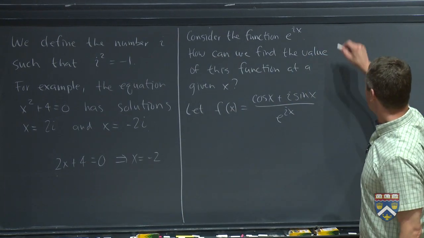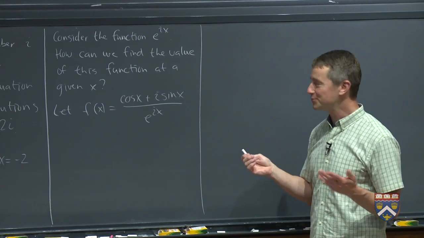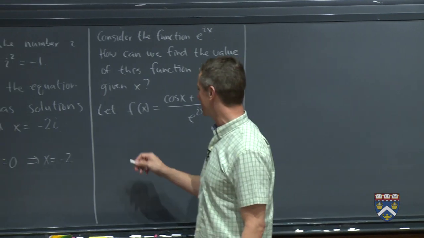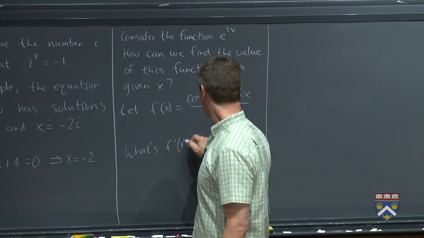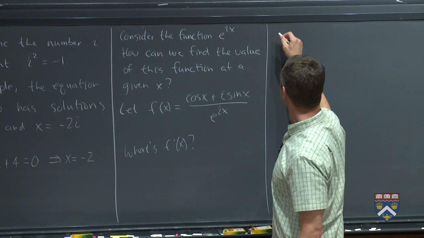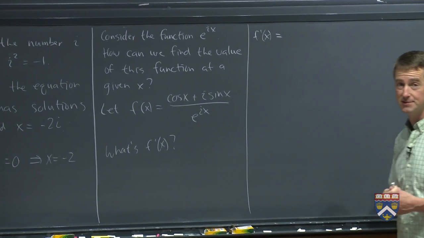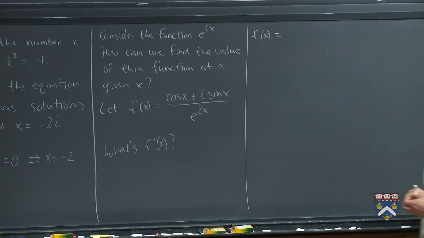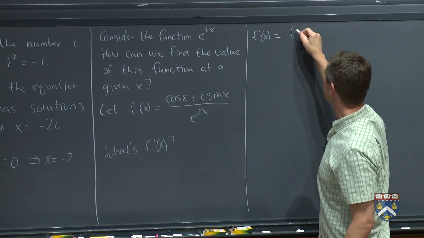Well, this is a calculus class. When somebody gives you a function, what do you do to it? You take its derivative. So let's find f prime. I'm going to take the derivative of this. What rule are we going to need to use for this? Of course, the quotient rule. The quotient rule says we start by taking the derivative of the top. So the derivative of cosine gives me negative sine.